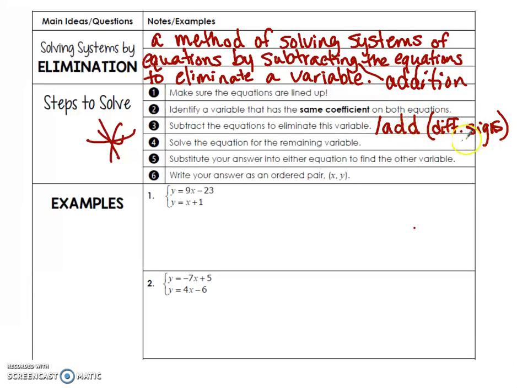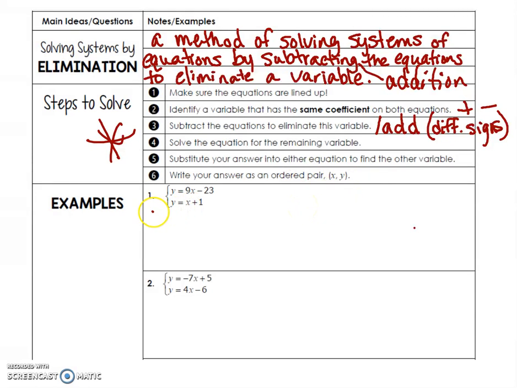Remember, we add when there are different signs. So if you have a positive and a negative of the same variable, you add them to eliminate them because they make a zero pair. And then we solve the equation for the remaining variable, so x or y, and then we substitute that value back in, and then you get your answer as an ordered pair.